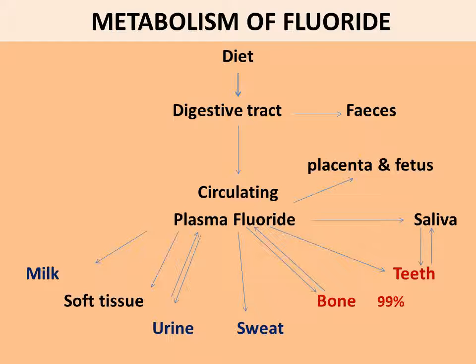About 99% of fluoride will precipitate in teeth and bone. These are the calcified tissues, so most of the fluoride will precipitate in these tissues.